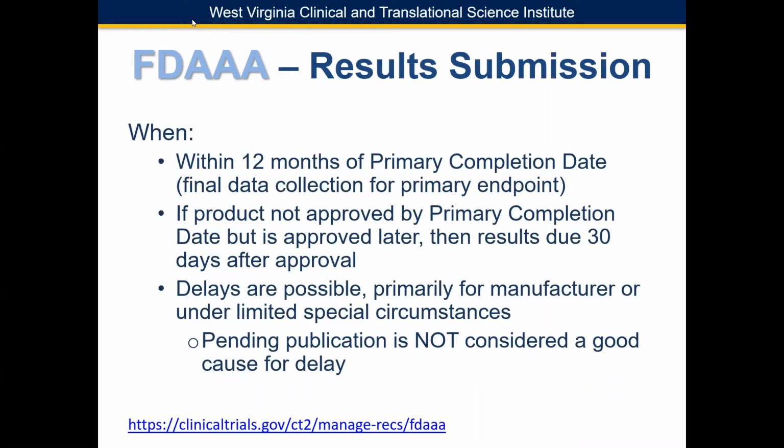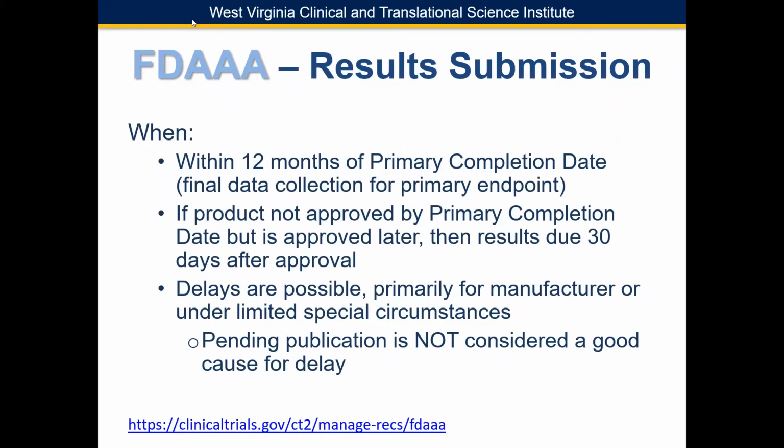So, result submission within, again, within 12 months. If the product is not approved by the primary completion date, but is approved later, then results are due 30 days after the approval. Delays are possible, primarily for manufacturers or under limited special circumstances. Pending publication is not considered a good cause for delay.